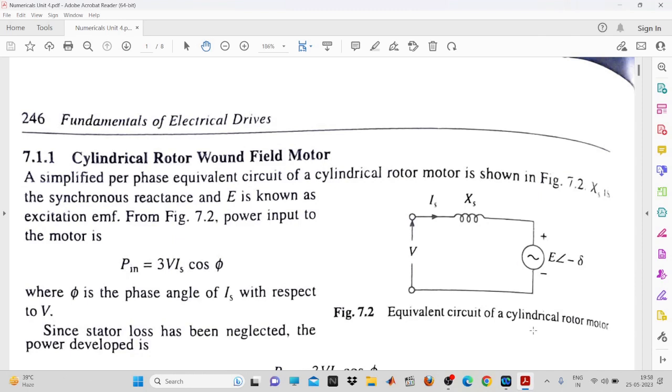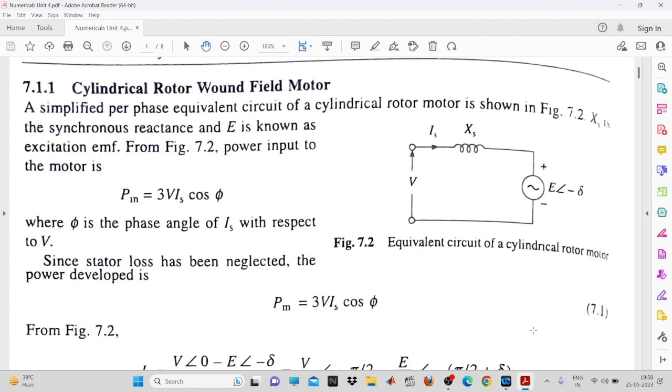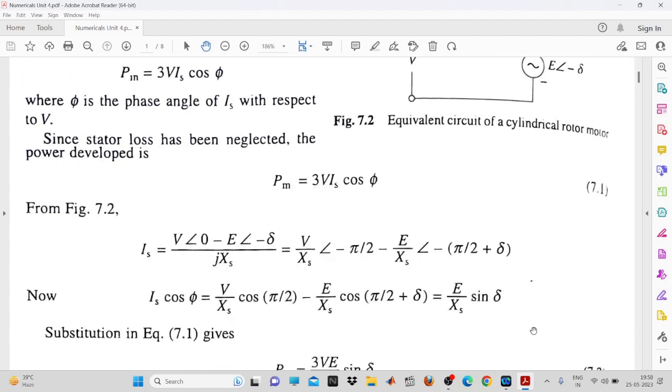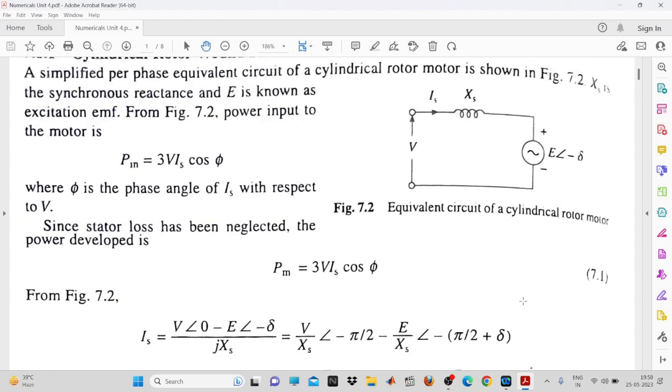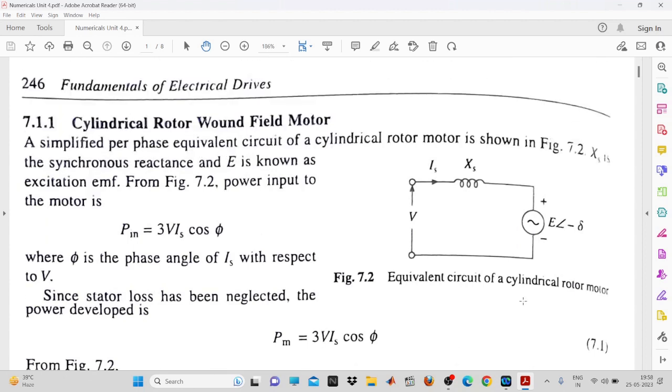So today we are going to start the synchronous motor, and we'll be taking some numericals on the synchronous motor. To start with, synchronous motors are broadly classified into two types depending upon the rotor construction. The first one is the cylindrical rotor wound field motor, and the second one is the salient pole rotor. In this case we are going to discuss the cylindrical rotor.